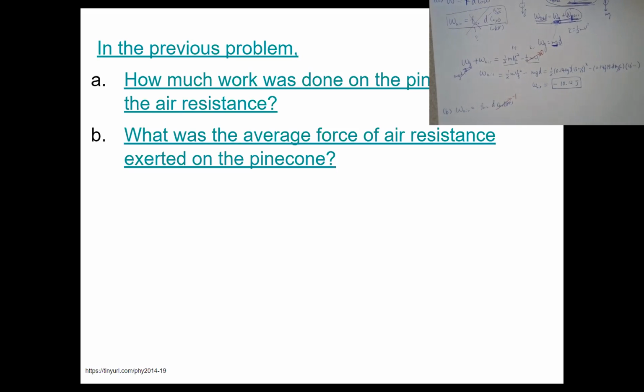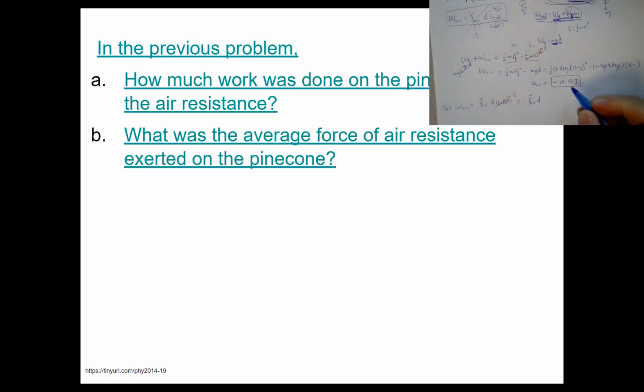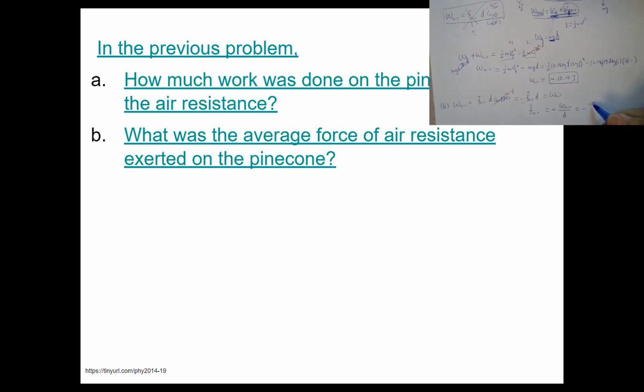All right, so then that will be equal to minus F air average. I should say it that way, put a bar on top to indicate it's an average, times D. Because we calculated this work done by air to be this, we can set this equal to that, the work done by air. So then my average air resistance force should be equal to minus the work done by air divided by the distance traveled. So minus 10.12 joules divided by 16 meters.